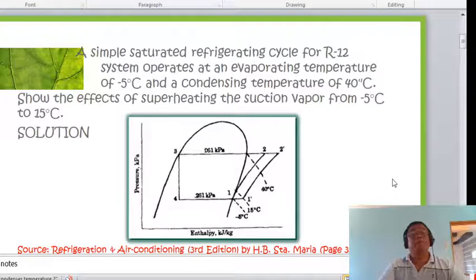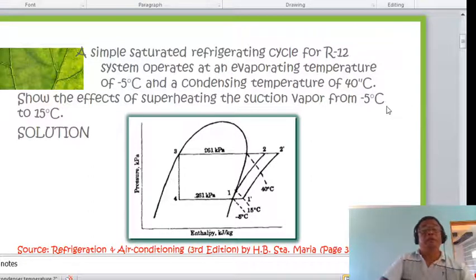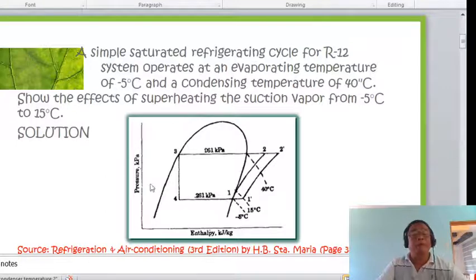A simple saturated refrigerating cycle for R12 system operates on an evaporating temperature of -5 and a condensing temperature of 40 degrees Celsius. Show the effects of superheating the suction vapor from -5 to 15. Take note, class, that the example is the same as the previous example, maybe only some of the values will be renewed.